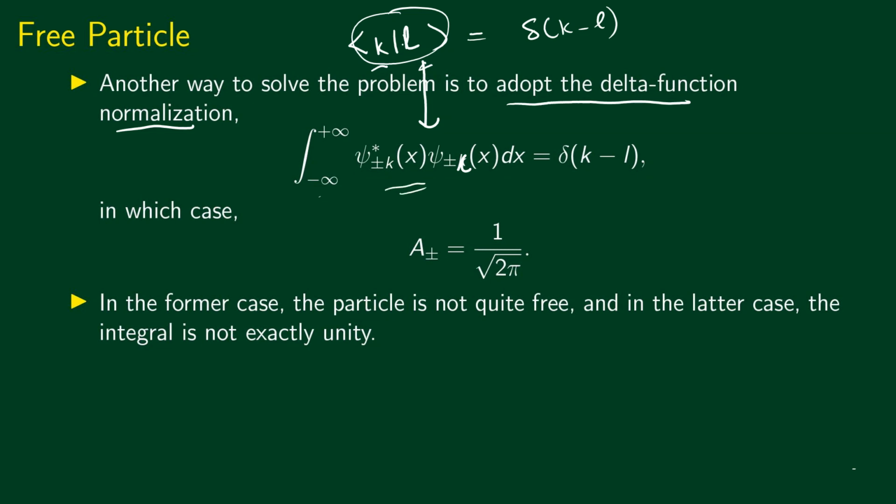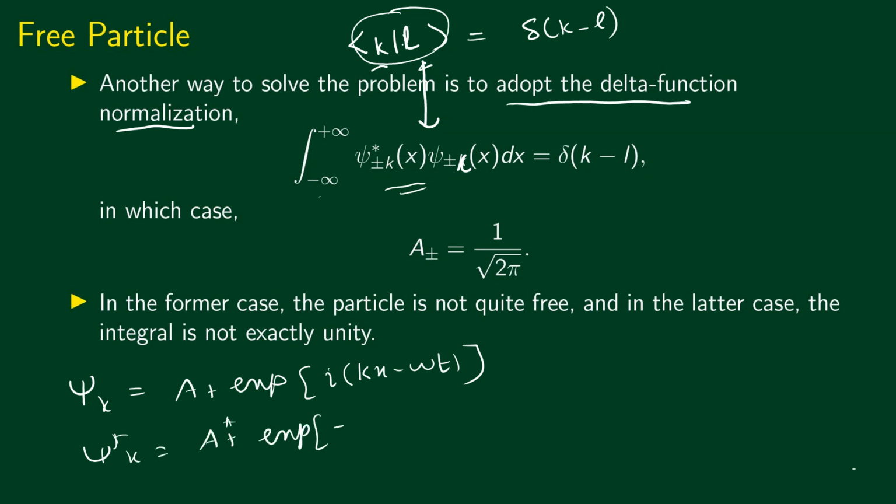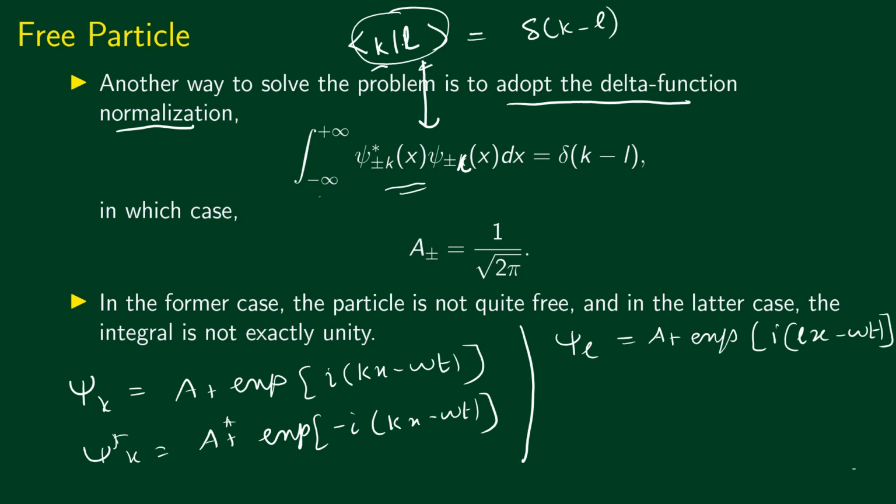Now let's try this for this case. Let's demand that this wave function, let me just drop this plus and minus, I'll just work with plus. So let me say psi k is equal to a plus exponential i kx minus omega t. So psi star k would be a plus star exponential minus i kx minus omega t. Similarly, we can write psi L as a plus exponential i Lx minus omega t. We just put an L instead of a k over here. Here it's a k, here it's an L.